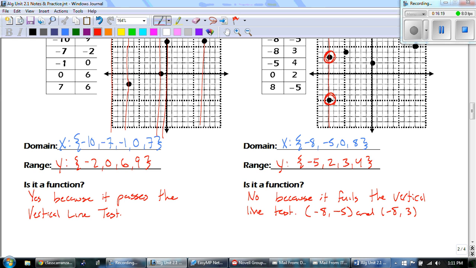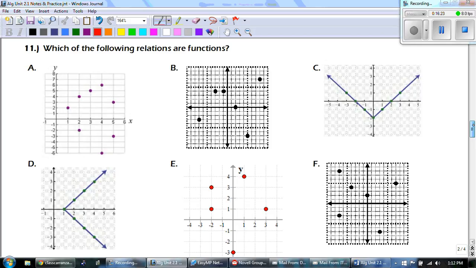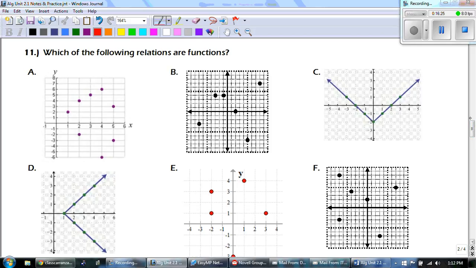Okay? All right. So down here, it's saying which of the following are relations. So which of the following relations are functions? If it's a function, it needs to pass the vertical line test. Okay? So why don't you pause the video, see if you can figure it out yourself, and then we'll go over all of the answers. Okay? Good luck.